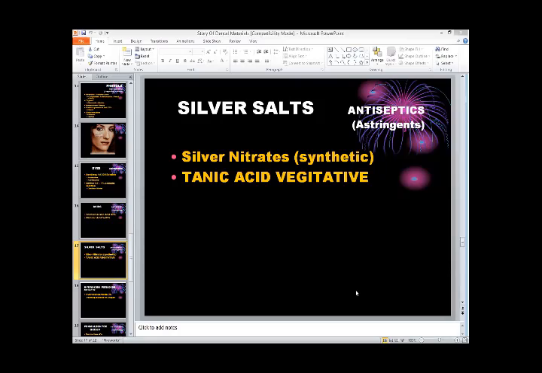Then I talked about the acids we are using. Then we are using silver salts also. Silver nitrate and tannic acid we are using in dentistry. These two silver salts are very good antiseptics, very good antiseptics. And they have the quality of astringents.